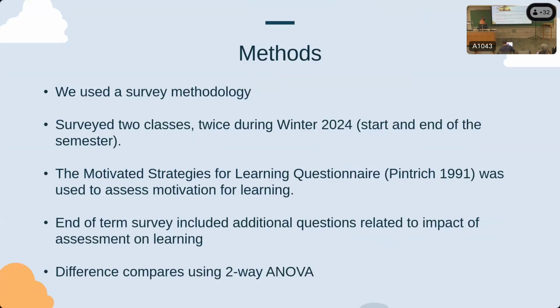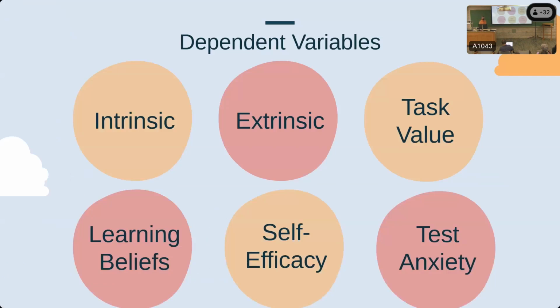What did we do to look at this? We used a survey methodology. We surveyed two classes, and I'll describe those two classes in just a bit. Hannah did this during winter 2024. We surveyed them twice, the beginning of the semester and the end of the semester. She used the Motivated Strategies for Learning questionnaire to assess motivation for learning. And the end of term survey, we also included an additional qualitative question to get the students to talk to us a little bit more about that link between assessment and learning. And then we compared all of those differences for the quantitative data using a two-way ANOVA.